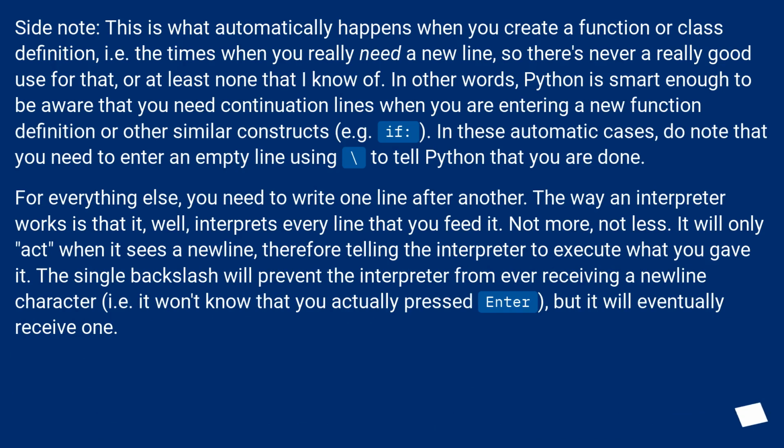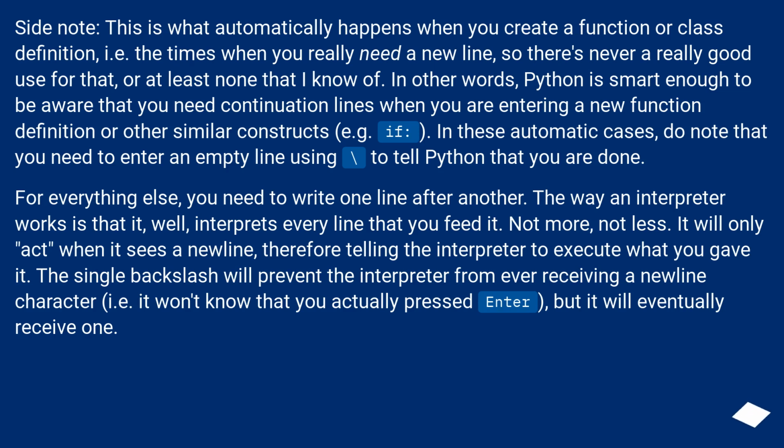Side note, this is what automatically happens when you create a function or class definition, i.e. the times when you really need a new line, so there's never a really good use for that, or at least none that I know of. In other words, Python is smart enough to be aware that you need continuation lines when you are entering a new function definition or other similar constructs, for example, if column. In these automatic cases, do note that you need to enter an empty line to tell Python that you are done. For everything else, you need to write one line after another.